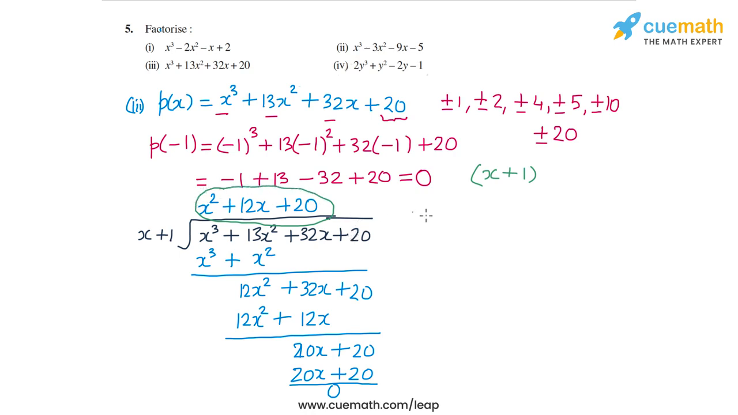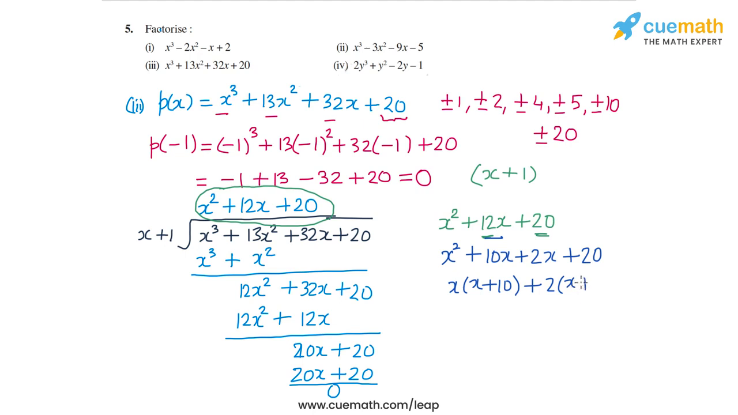If we factorize this now, so I have x square plus 12x plus 20. I have to split the middle term in a way such that the sum of the two coefficients is 12 and the product is 20. So those two terms are 10 and 2. So I can split the middle term as x square, and 12x then becomes 10x plus 2x, and then I have 20. So this will lead to (x plus 10) plus 2(x plus 10). So this gets factorized as (x plus 2) times (x plus 10).